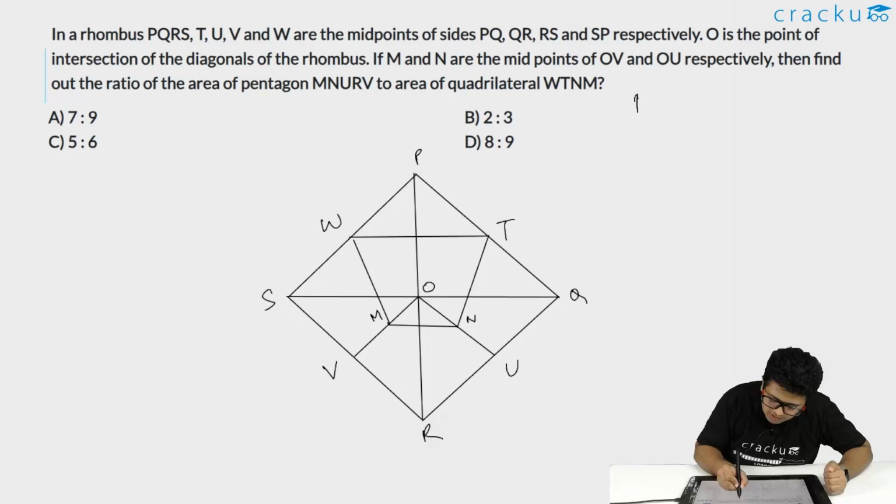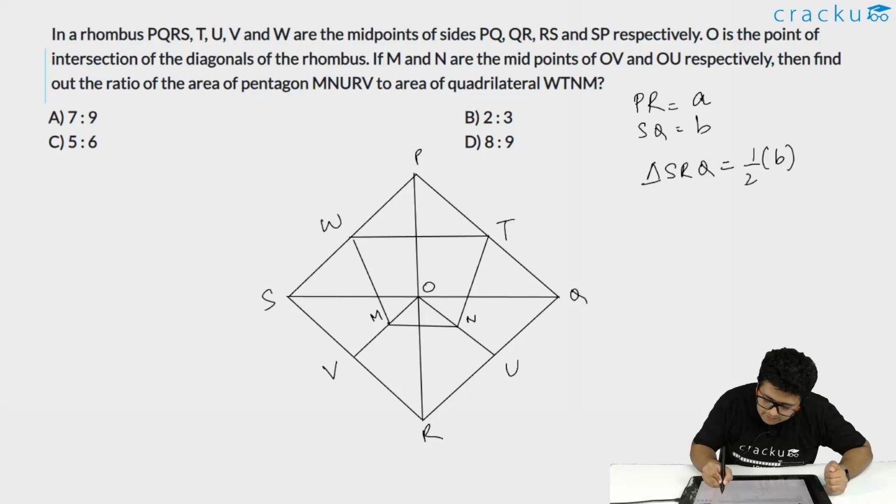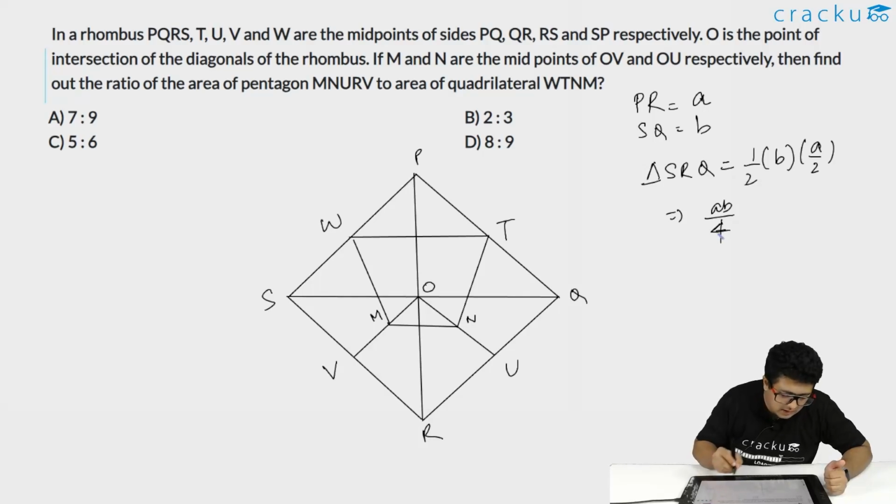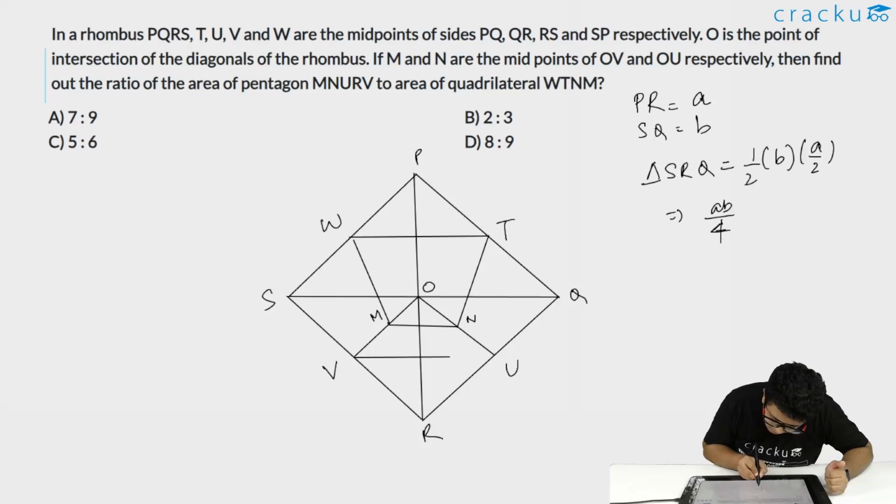Let's start off with writing the diagonals. We'll write PR as A, and SQ as B. So PR is A, SQ is B. Now we'll find the area of the triangle SRQ first, which, with SQ given as B, is half into base, and height is A by 2. So SRQ will be equal to AB by 4. Let's draw another line here connecting V and U, creating that symmetry.